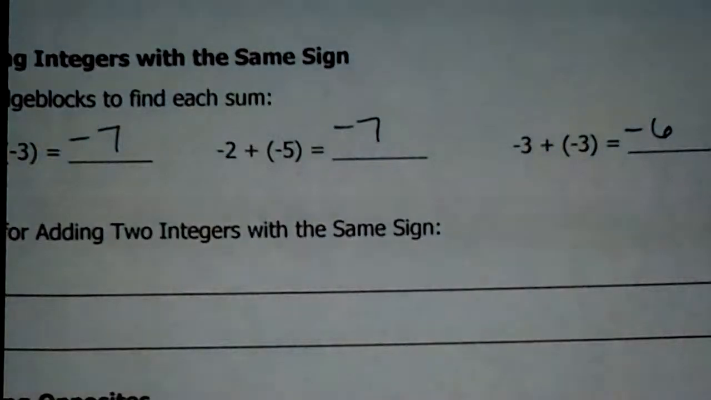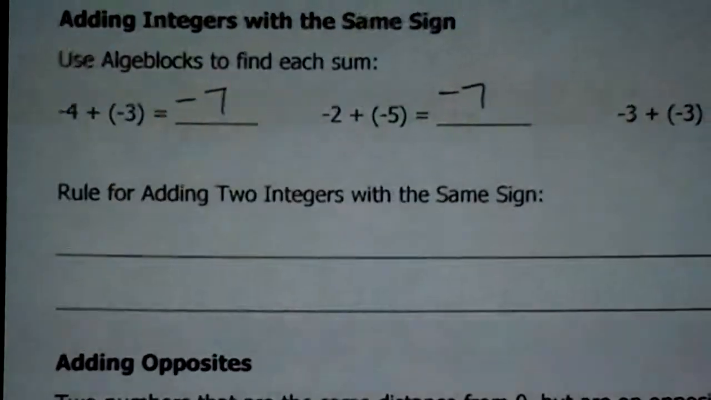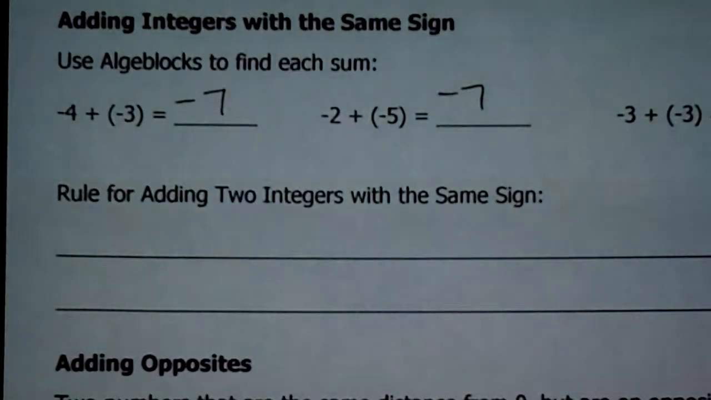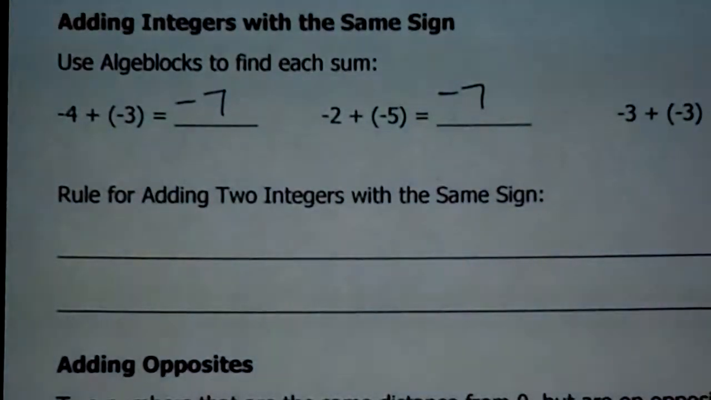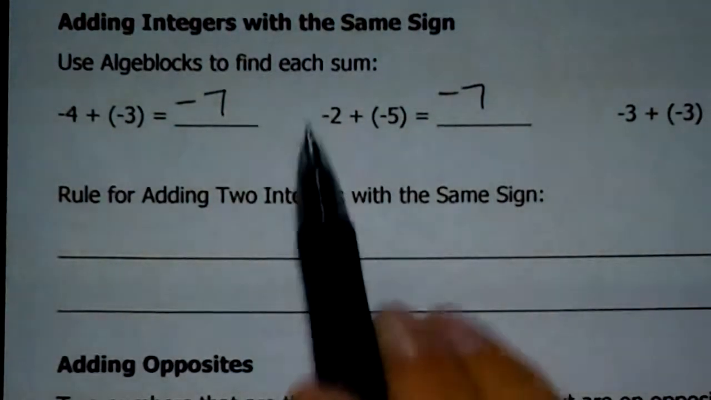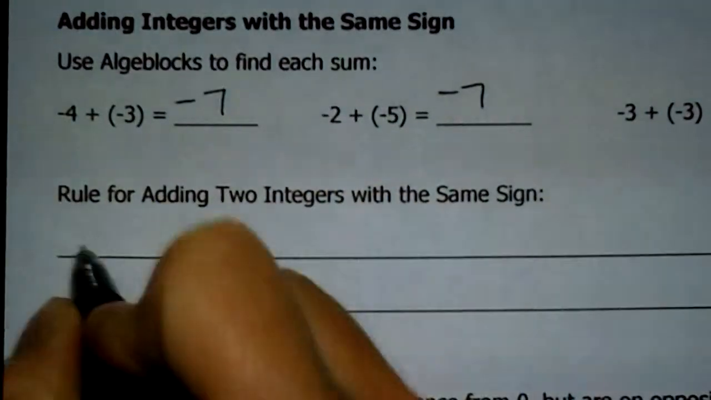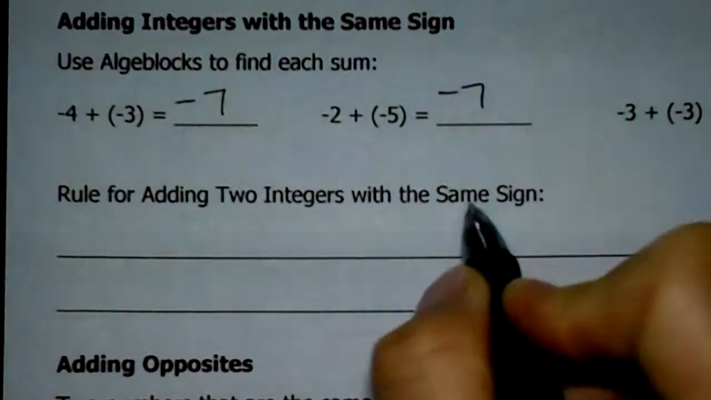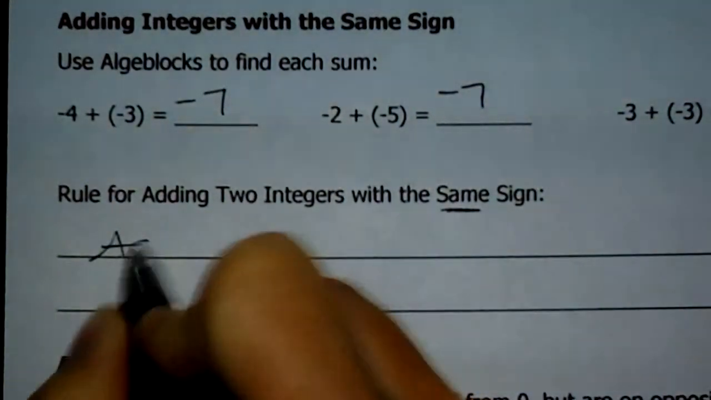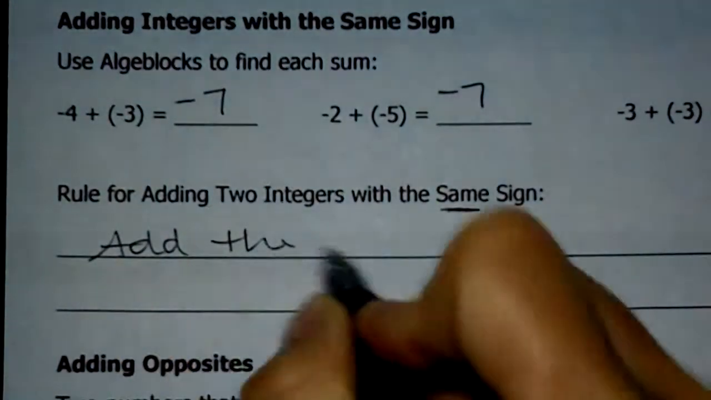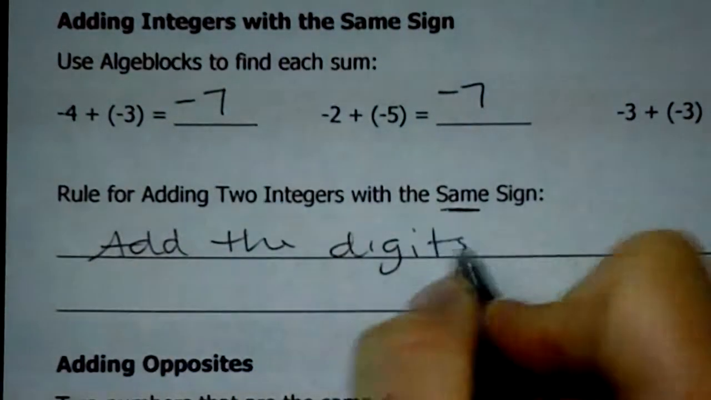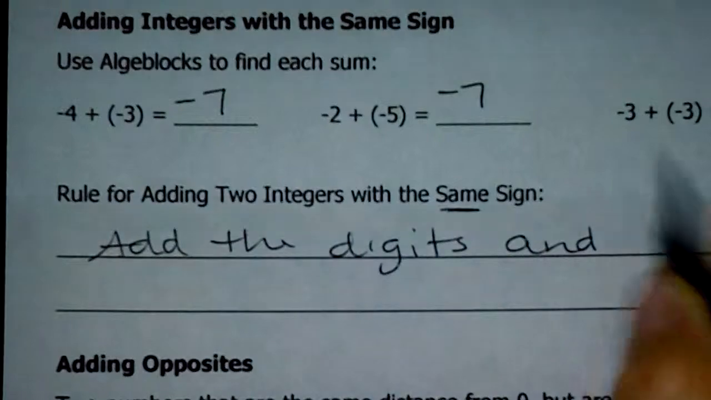So basically, and yes, you're probably thinking, really? I just add them? Well, you just add them, and notice, what do you notice about the sign? It stays the same. So if you're adding integers with the same sign, you add the digits and keep the sign. So the rule for adding integers with the same sign: add the digits and keep the sign.